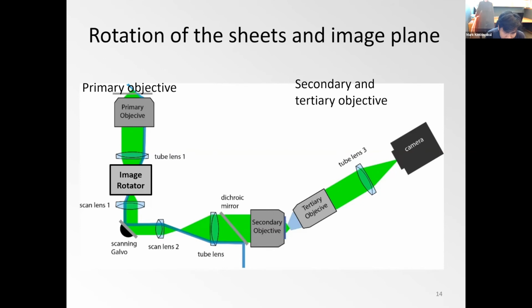I think Dan meant the image space between scan lens 2 and the tube lens. Tube lens 2. Yes, this here. There is a symmetry between the two. We currently use the same scan lenses here and here. But yes, this tube lens is longer. That is correct.